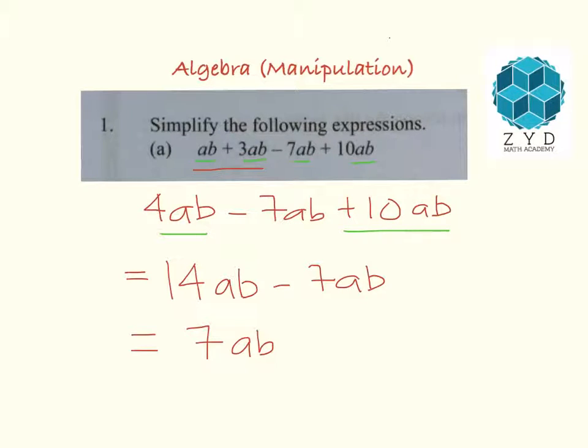You can also do a linear expression whereby you go all the way from left to right. AB plus 3AB is 4AB. 4AB minus 7AB is negative 3AB. Negative 3AB plus 10AB is 7AB. It goes back to the same answer. Okay, so this is just one example of algebraic manipulation.